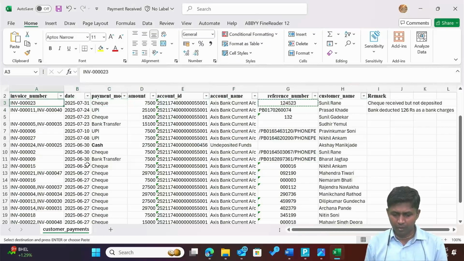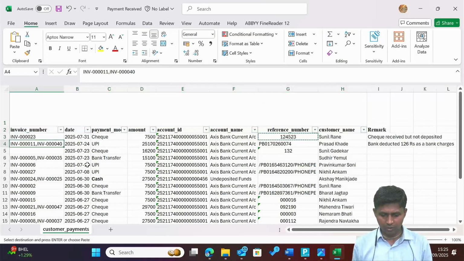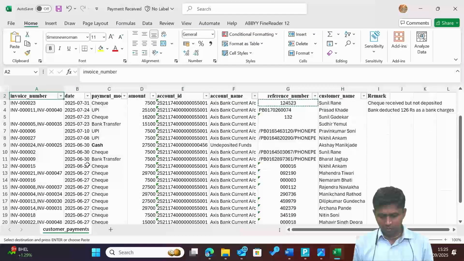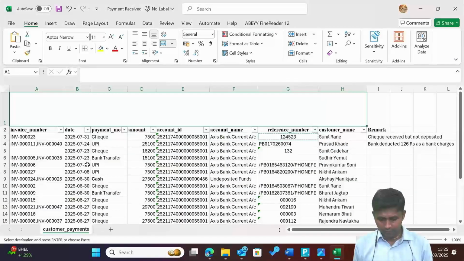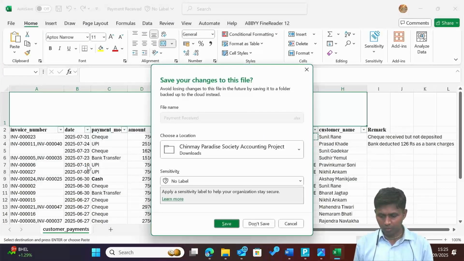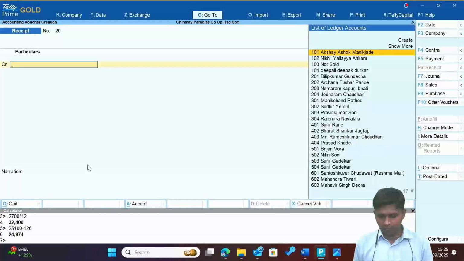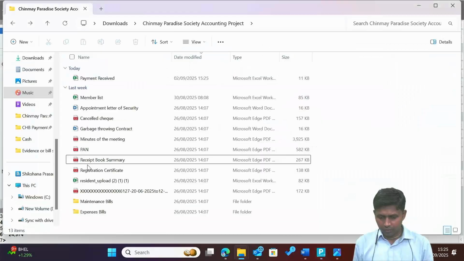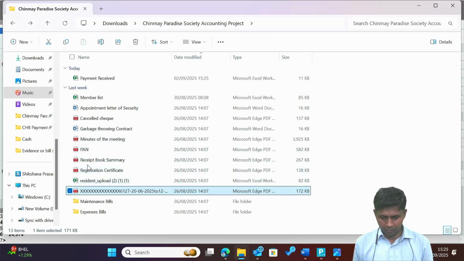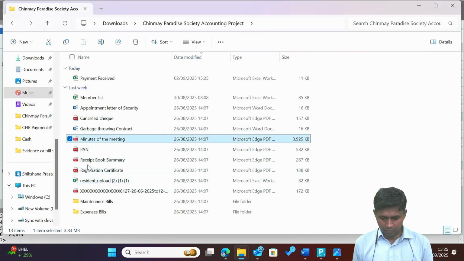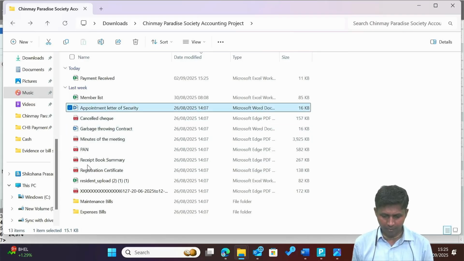Okay, let's see. This is the receipt book, receipt summary. Now we have passed all the entries from this summary. Over, then close it. After closing this, check if anything is remaining or not. That salary part is still remaining.